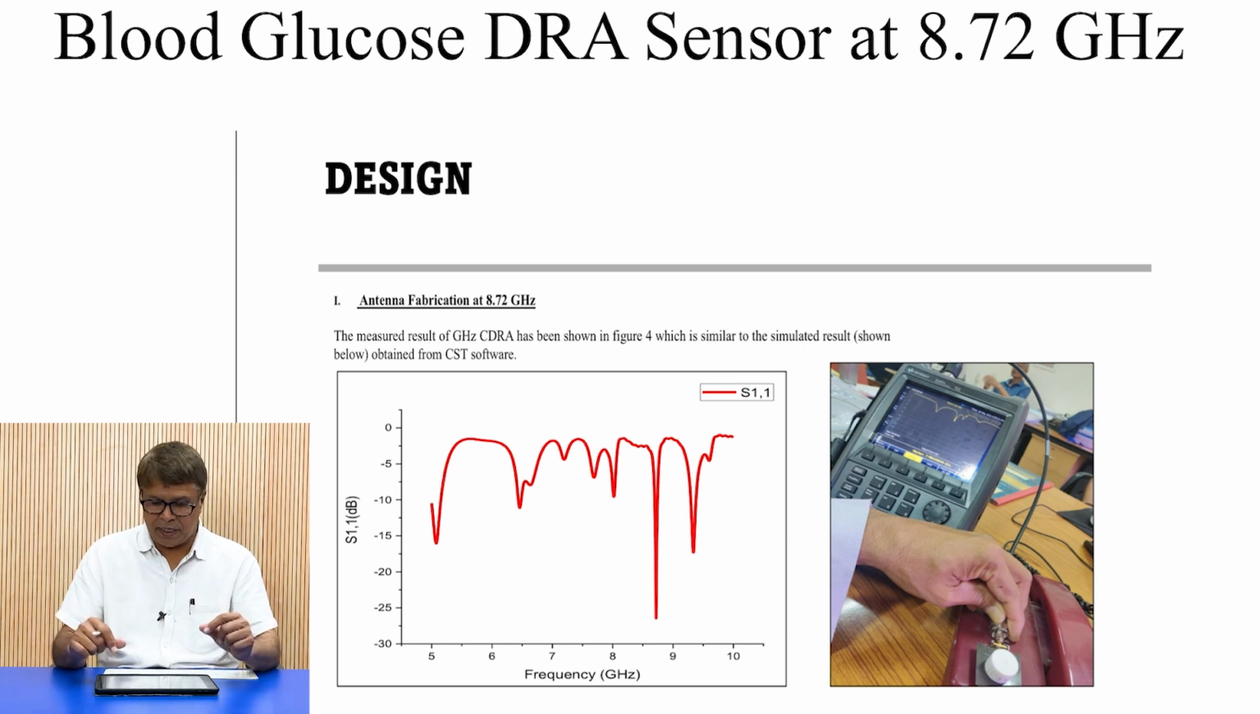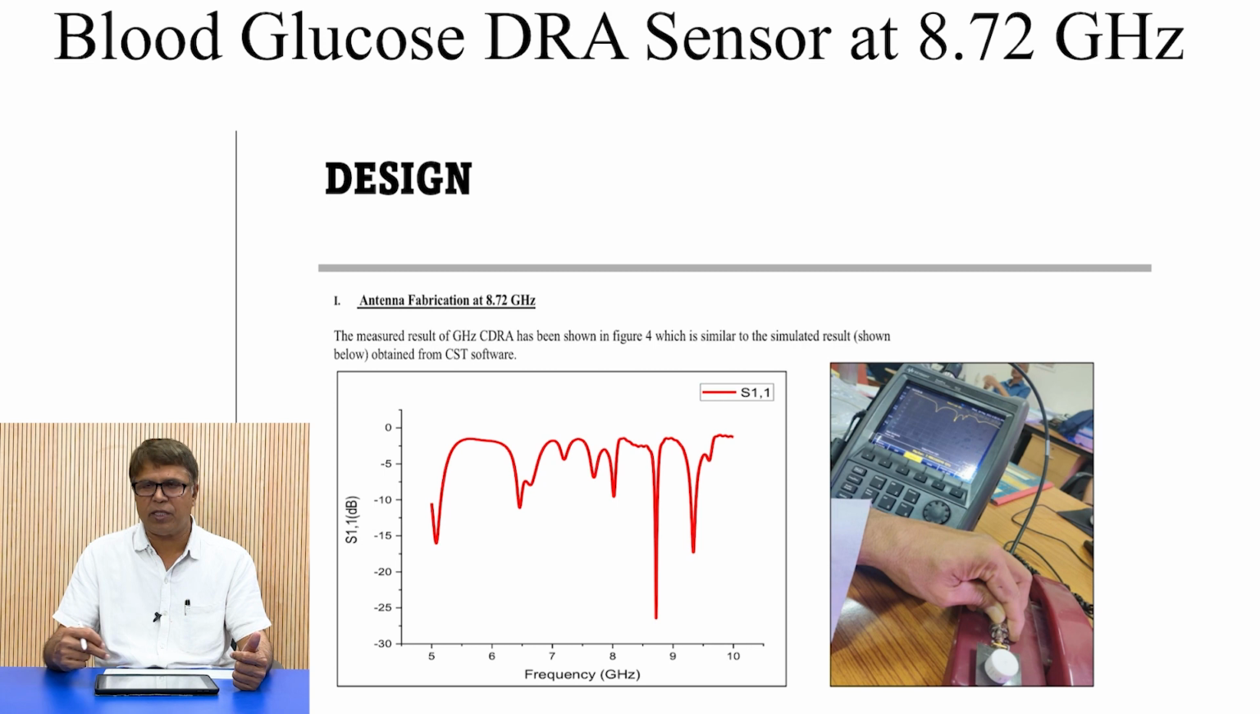We calibrated that thumb with certain formulations, and then we could say how much the shift in frequency is as far as S11 is concerned. Then based on that shift in frequency, we will be able to predict the dielectric constant of our thumb, and based on that dielectric constant of healthy or unhealthy, we will be able to calibrate the blood glucose level of that person. So we can apply the CDRA as a sensor. We have done it for blood glucose.